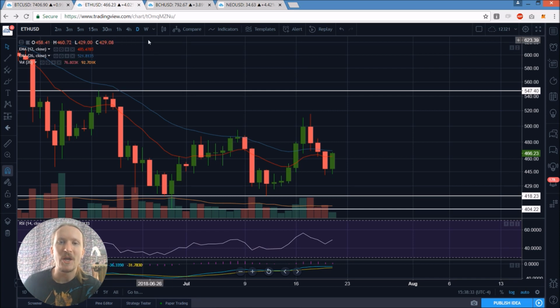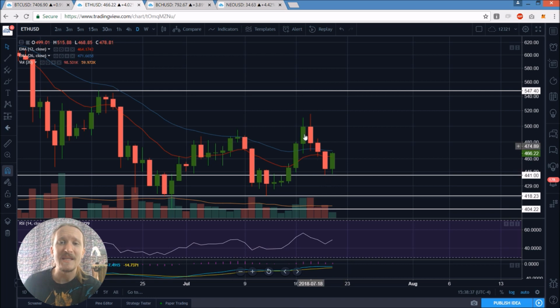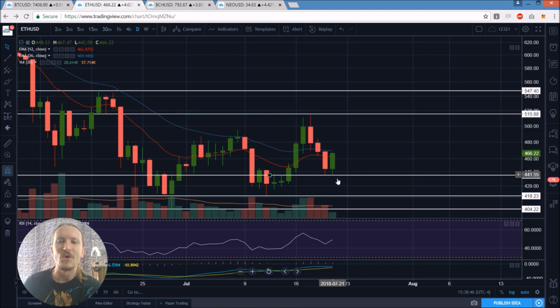So checking in on the Ethereum daily chart, a higher low is attempting to form. Cicadas behind me are going nuts. Higher low, we're looking at 441, and resistance is 515.88. So I would expect to stay within this daily range for quite some time. Even if we see follow through for the bulls, this is enough of a pullback that I would look for an equilibrium rather than just continuation.